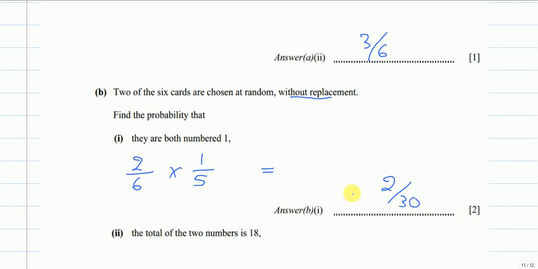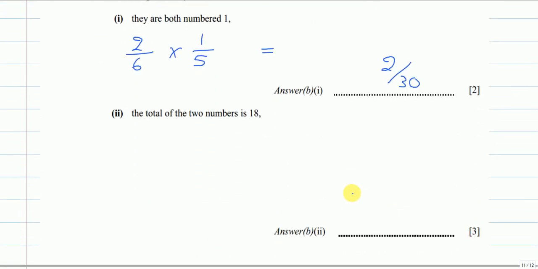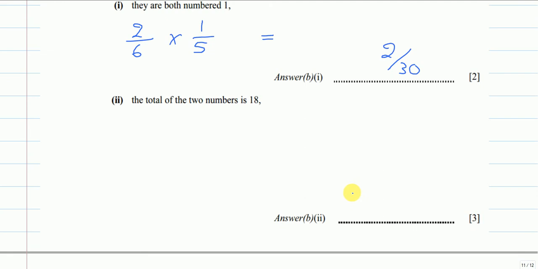That's perfectly fine. So now B's part 2. The total of the 2 numbers is 18. Now how can we get 18?